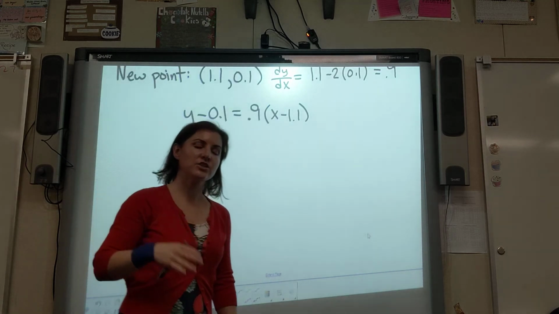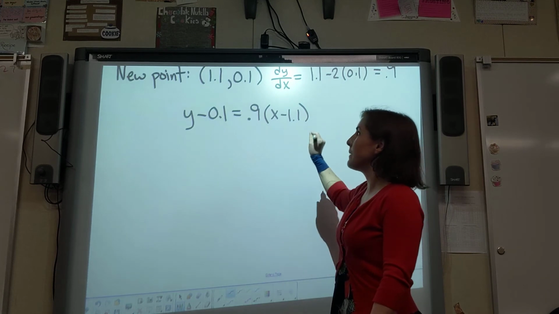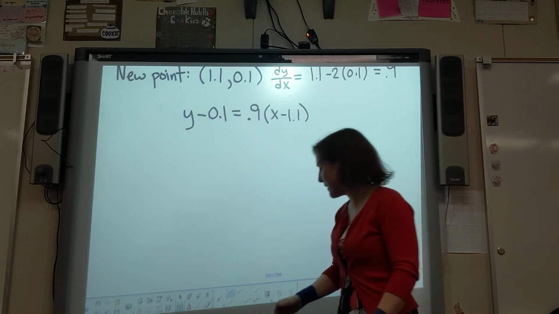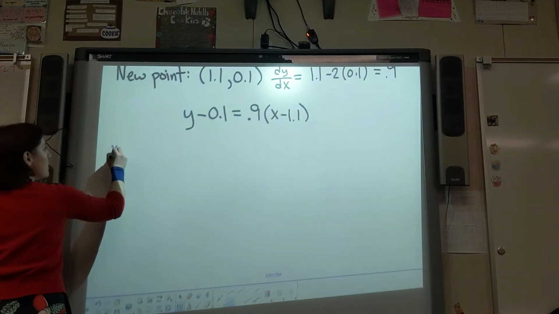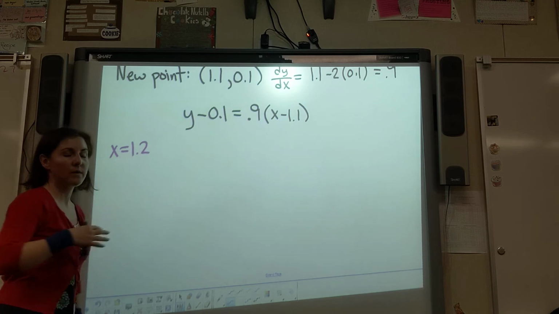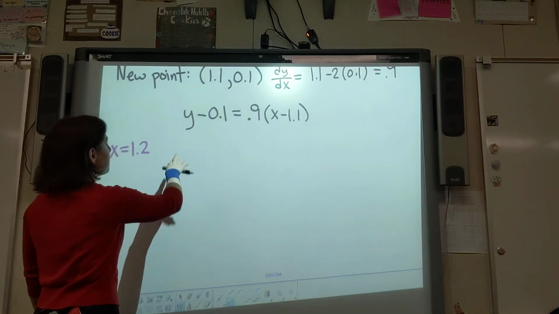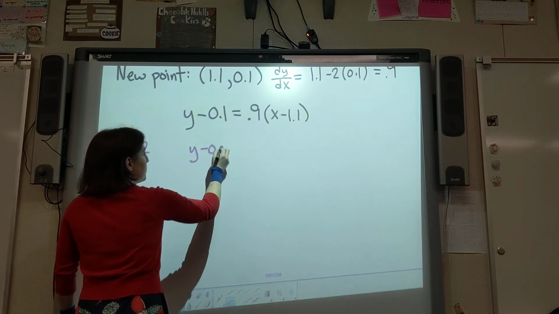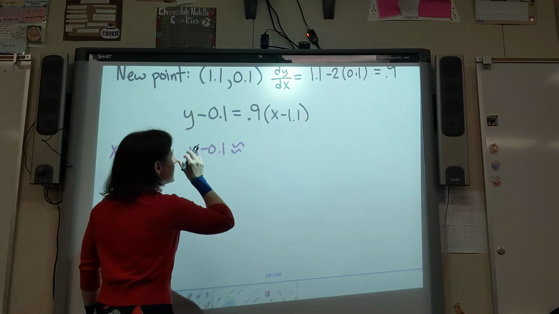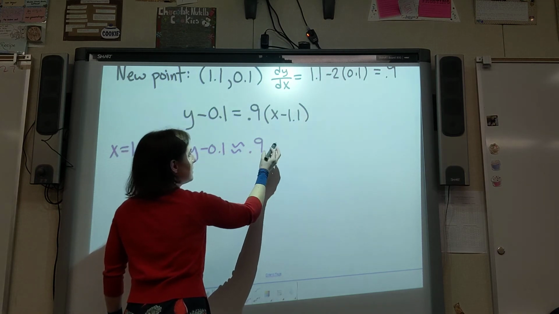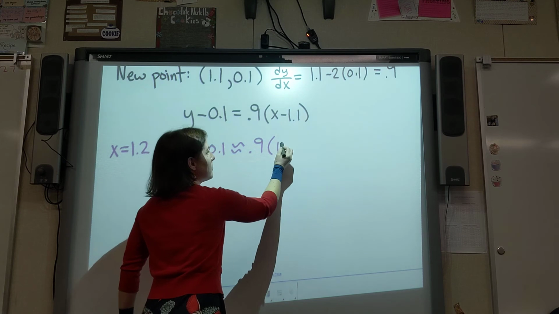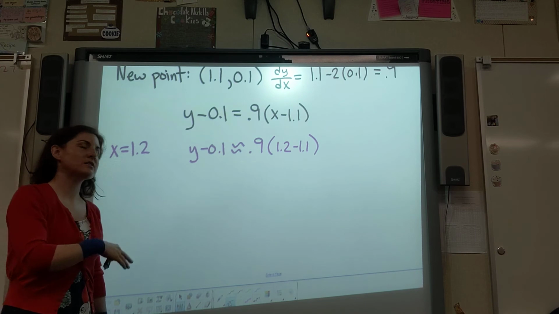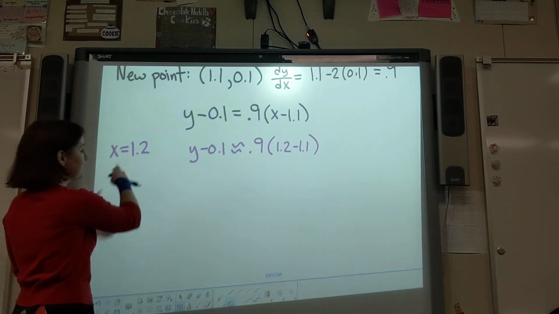So I'm going to use that tangent line to get my next point. We just used x is 1.1. So if I'm doing a step size of 0.1, my next x is 1.2. I'm just going up by 0.1 for the x value. So now I know that y minus 0.1, this is going to definitely approximate here. Okay, we have a 0.9, and I plug in the new x, 1.2. I'm using the tangent line to get a new approximate y value at x is 1.2.